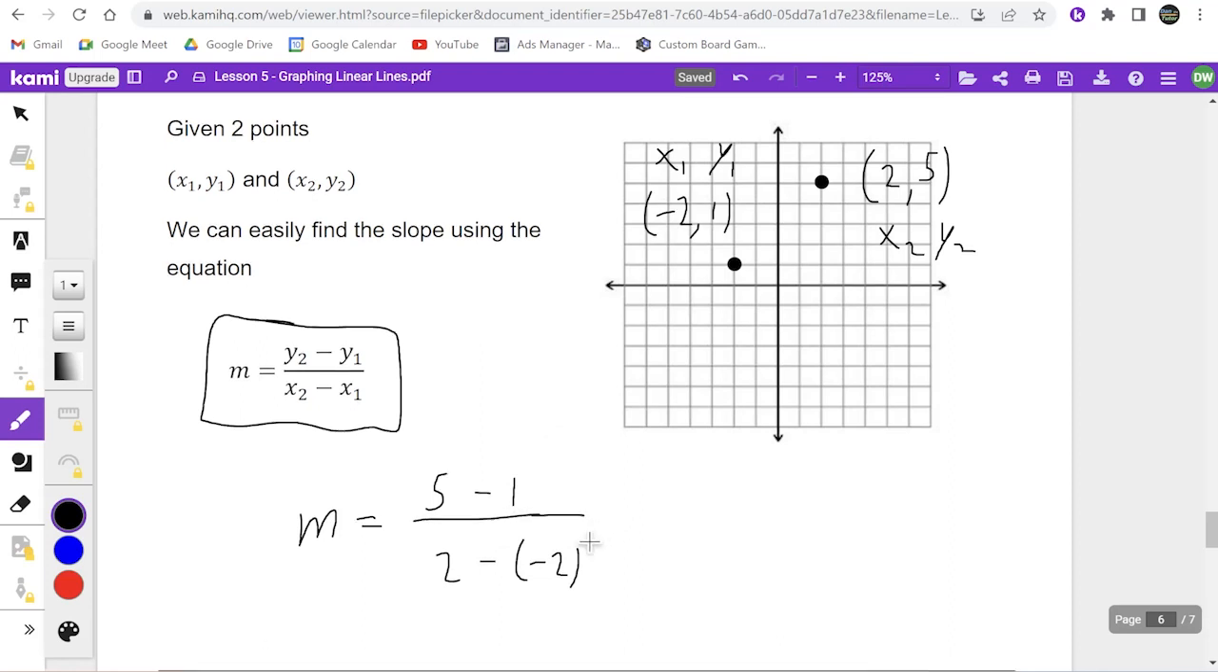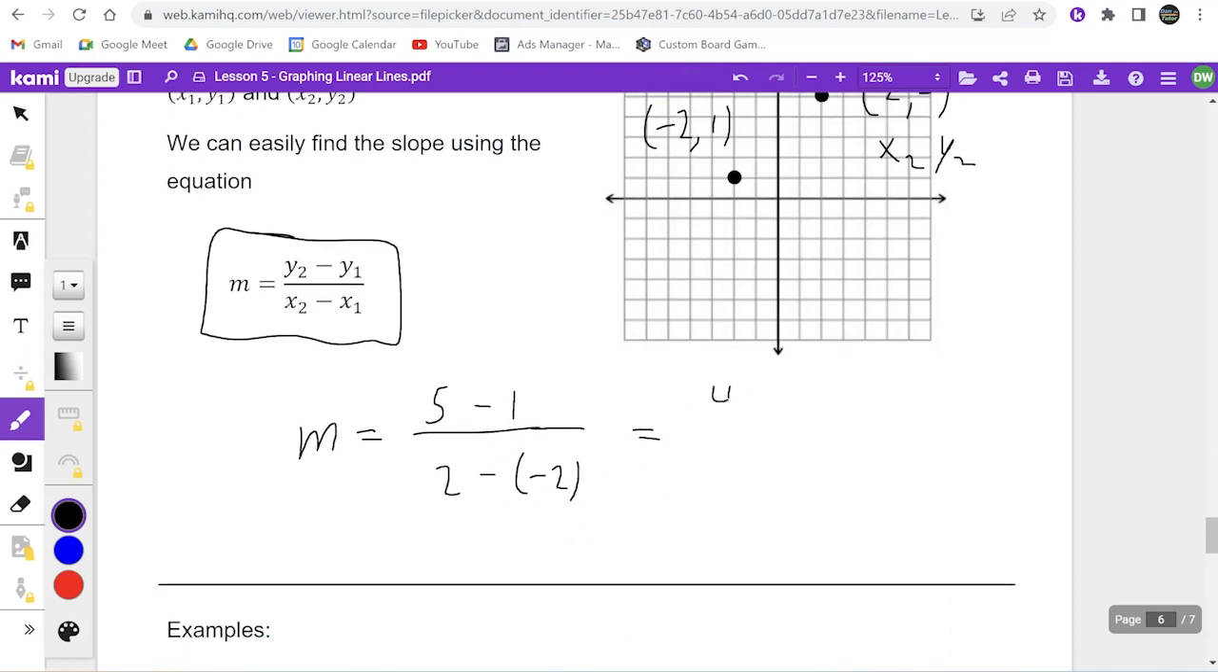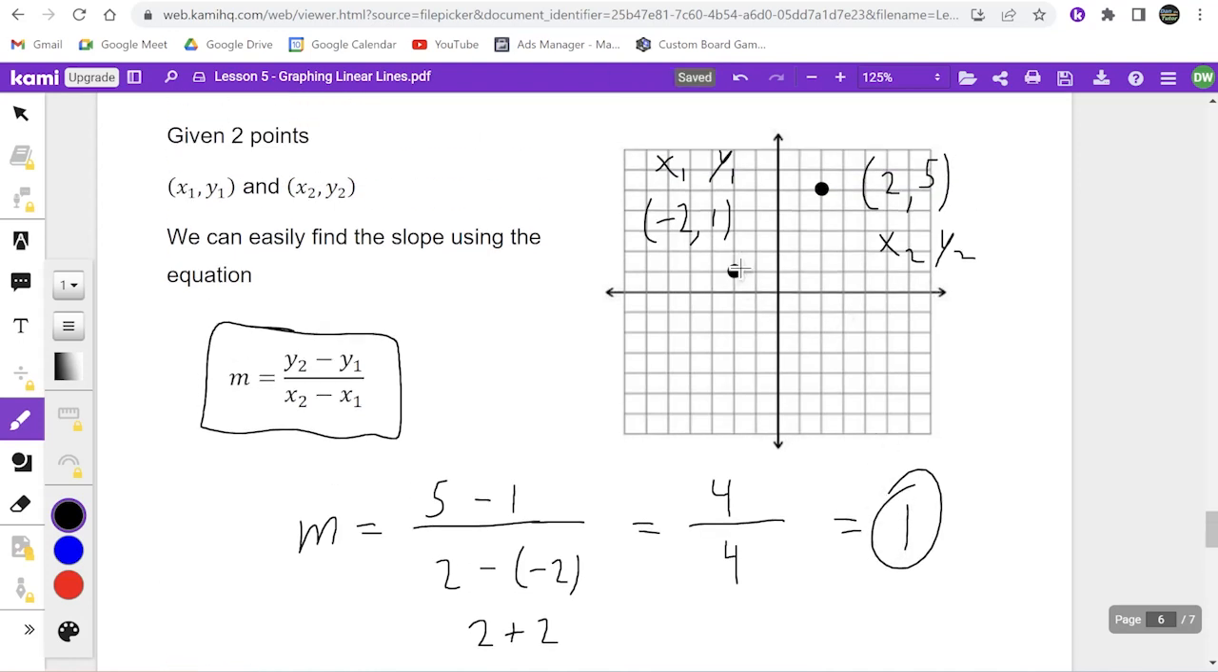We'll talk about that. So first, 5 minus 1 is 4, and 2 minus -2. That's a double negative. In other words, it's really 2 plus 2, so 4. And so in other words, 4 divided by 4 is 1. There's your slope. And if you want to think of it like this, basically if you were to connect these two lines like this, basically what we're saying is the exact same thing as the slope formula.